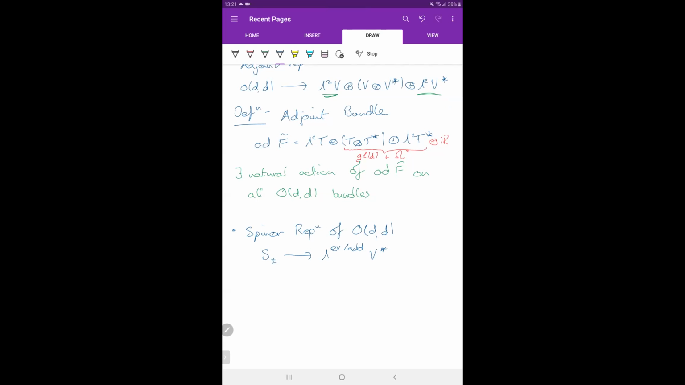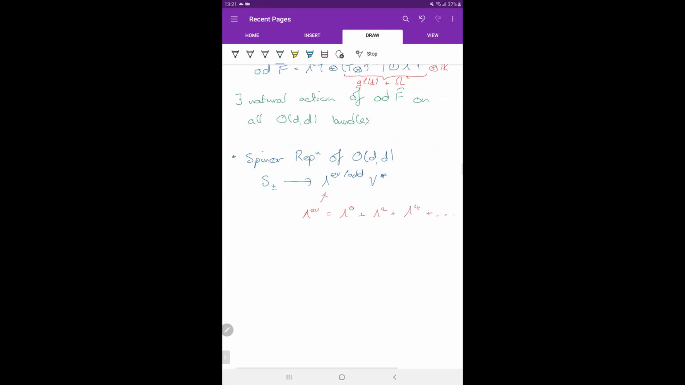where this is a chiral spinor representation. You can define a chirality operator. So you have positive and negative chiral spinors, and those correspond to either even forms or odd forms, where what I mean by this is wedge even is 0 plus 2 plus 4 forms plus, dot, dot, dot. It's the formal sum of these different differential forms. So again, this gives us the definition of a spinor bundle, or generalized spinor bundle, which I'll denote with the same symbol, which is just even and odd polyforms.